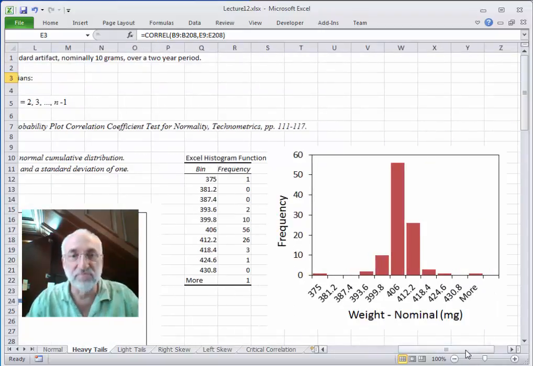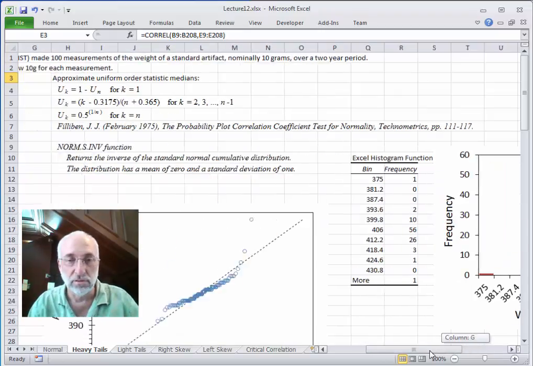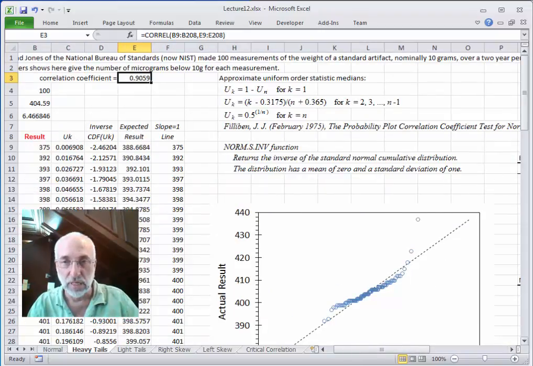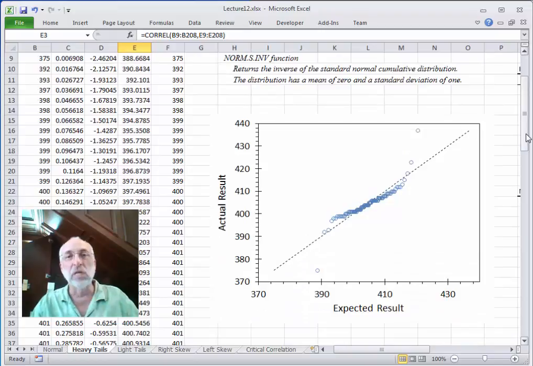Now, just for fun, can you really see that from the histogram? I don't know. The histogram doesn't show you nearly as much detail as you get here. So I think this normal probability plot is much more useful for testing the distribution than a histogram would be.